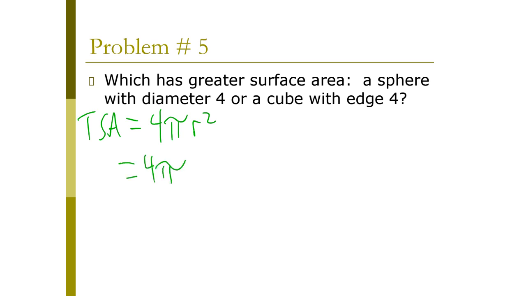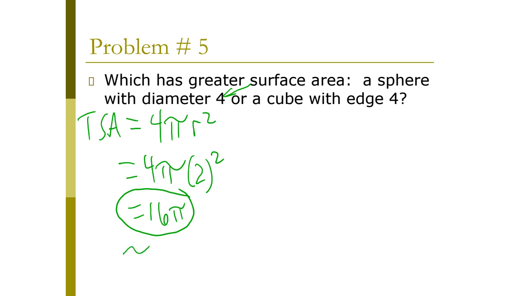If our diameter is 4, what's our radius? Our radius is 2, so I'll pop a 2 in there. I end up with 4 times 4, because 2 squared is 4. That's 16 pi, so that's my surface area here. We might need to do a decimal approximation with that one. Perhaps we do that right now.